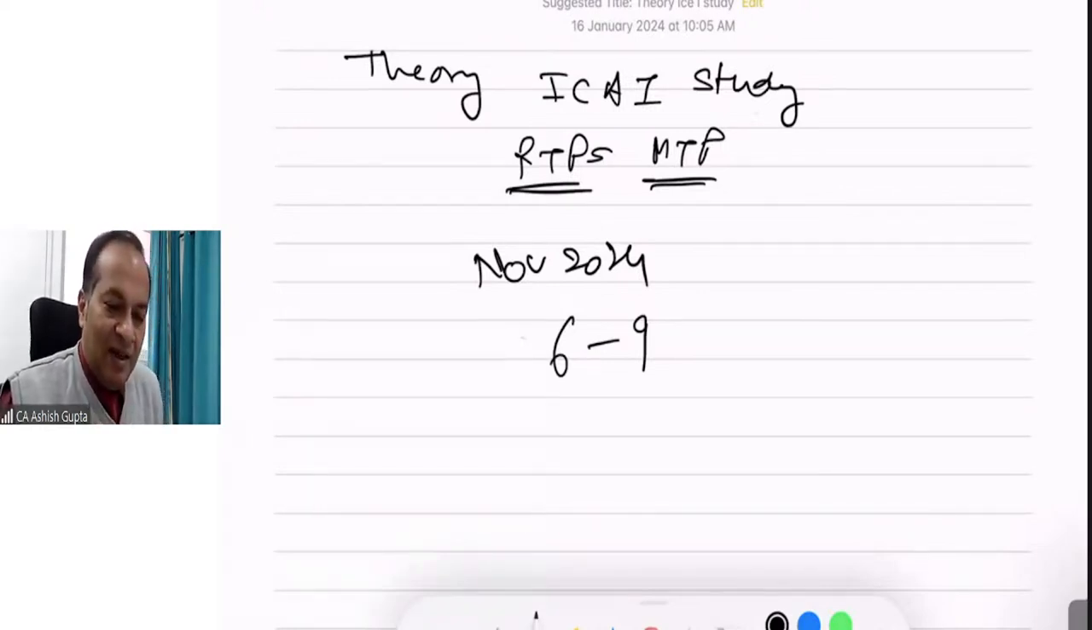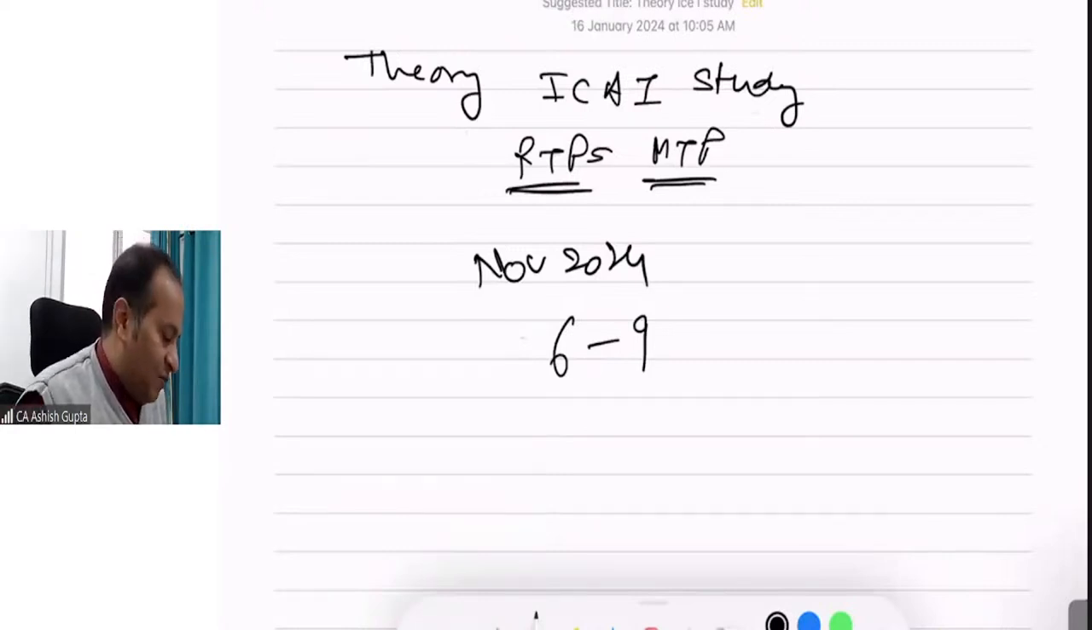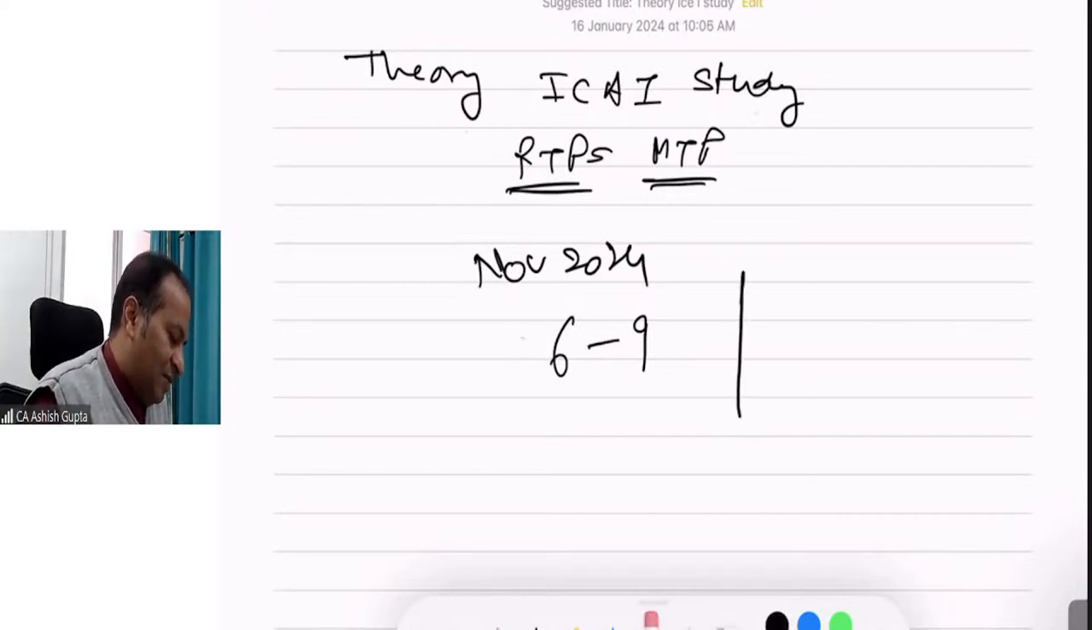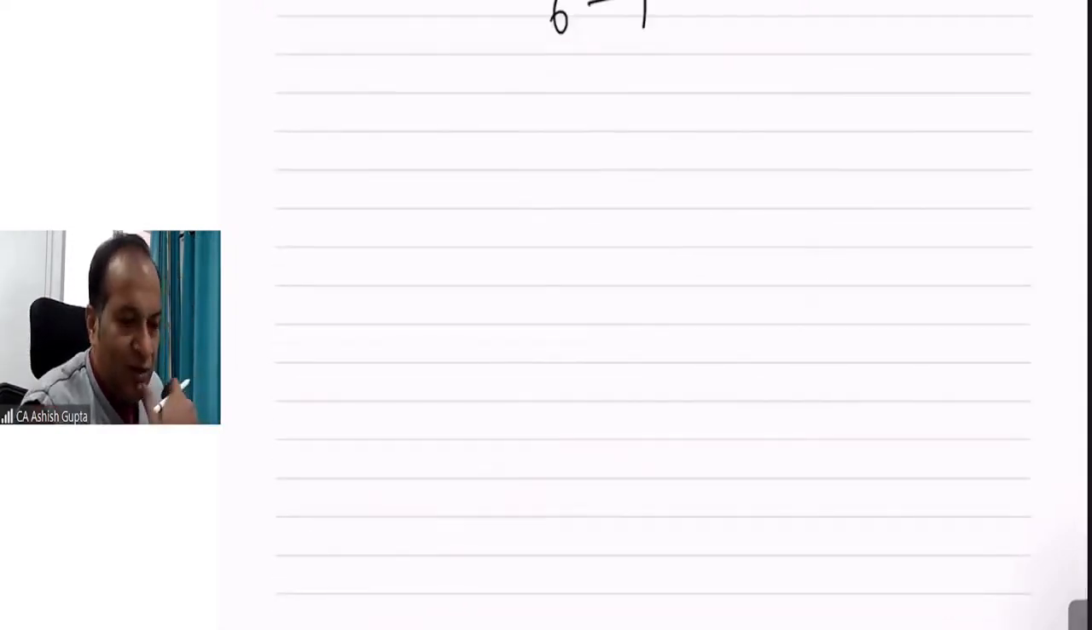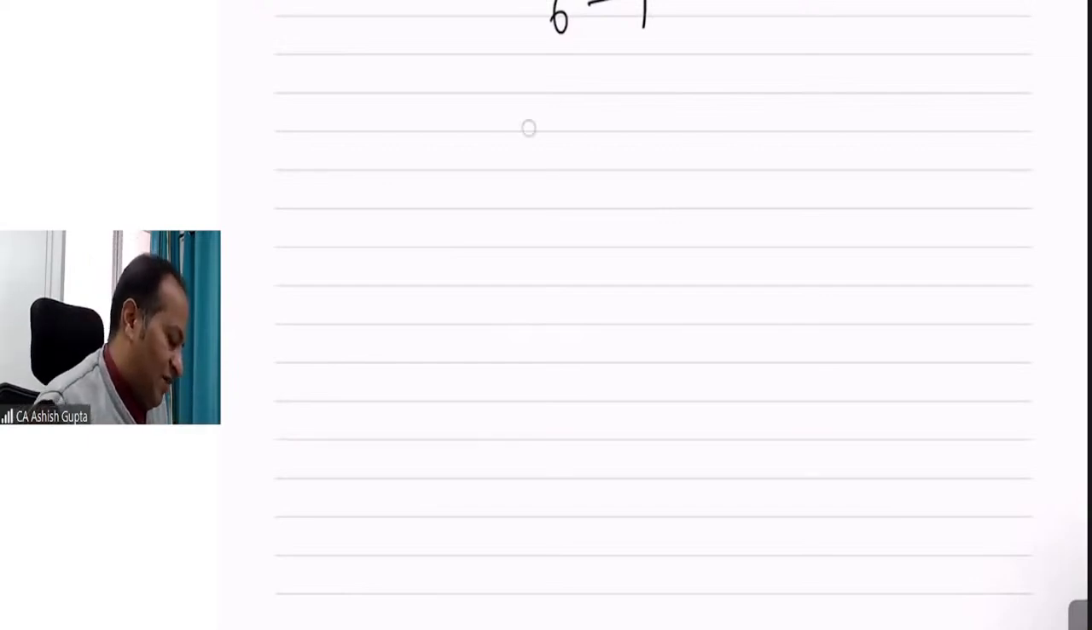And last, there was one point regarding the random number table. Yes, students, this point is very interesting. I don't know, you may be aware that when I passed in November 95, when I took my exam in November 95.